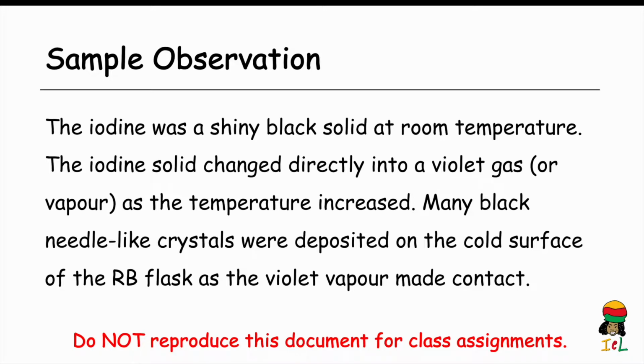Here is a sample observation. The iodine was a shiny black solid at room temperature. The iodine solid changed directly into a violet gas or vapor as the temperature increased. Many black needle-like crystals were deposited on the cold surface of the round bottom flask as the violet vapor made contact. You are reminded not to reproduce this sample document for any class assignment.